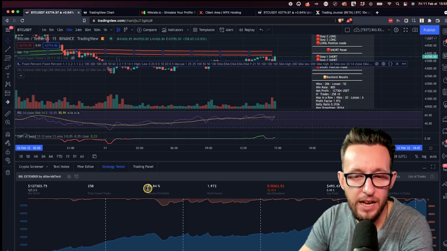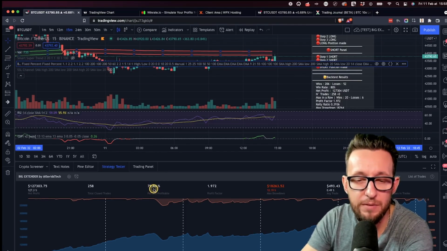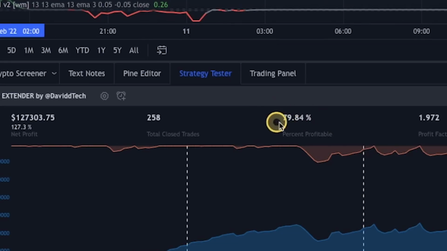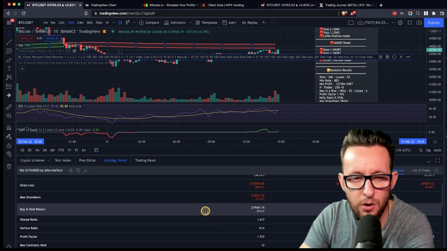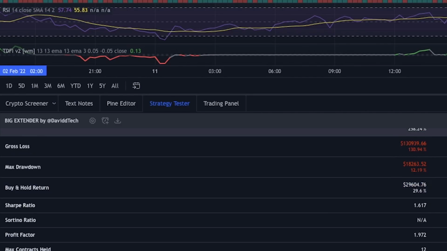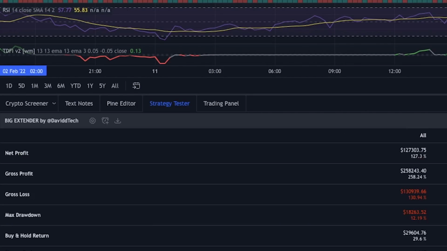We're currently on a profitable win rate of almost 80%, 79.84%. We have a max drawdown of 12%. As I said, that was using leverage. We have a profit factor of almost 2. We have a net profit of 127% on the account itself. Let's have a look against the performance over here. We have a buy and hold of 29%, so we absolutely and totally exploded that.